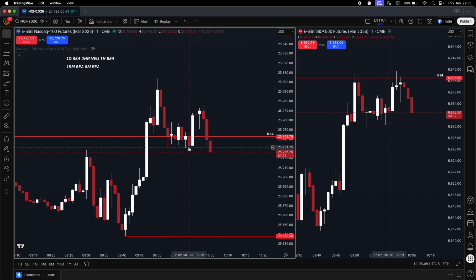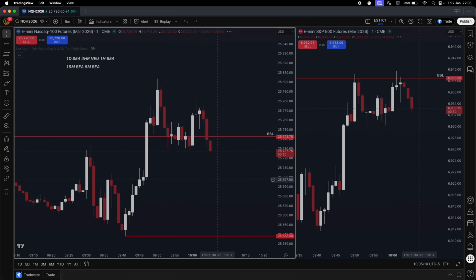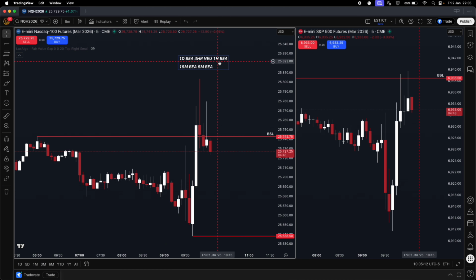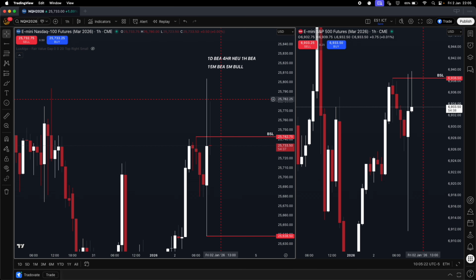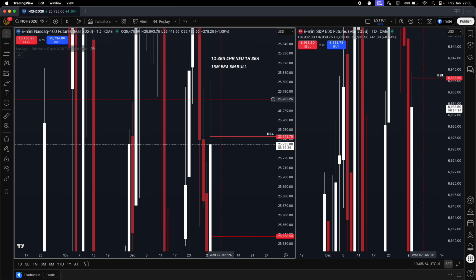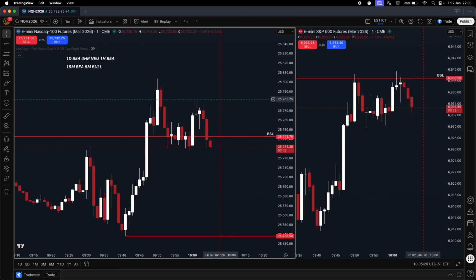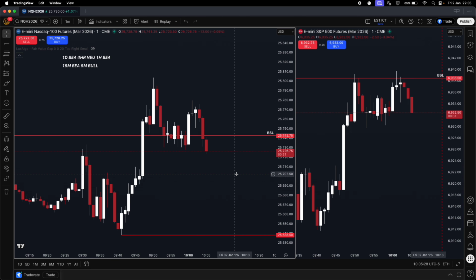Obviously, if we get a shift below this low, I would be very up to taking shorts. So you can see the 5 is now bullish, so it would be a B plus short. We can look at the 15, which is still bearish. The hourly is still bearish, and the daily is also still bearish. So we'd be very much open to shorts.